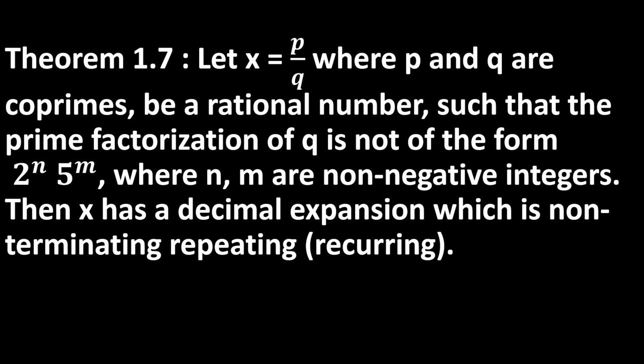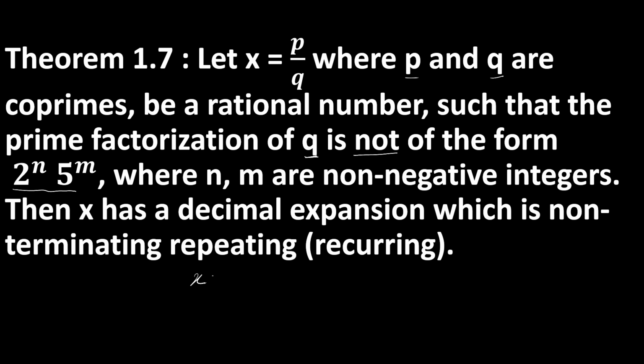So, now we are at Theorem 1.7. Here you can observe that let x equal p by q, where p and q are co-primes, which means the highest common factor of p and q will be equal to 1, be a rational number. We are assuming x to be a rational number which can be written in the form of p by q, where p and q are co-primes, such that the prime factorization of q is not of the form, this is very important, it is not of the form 2 raised to n into 5 raised to m, where n and m are non-negative integers.